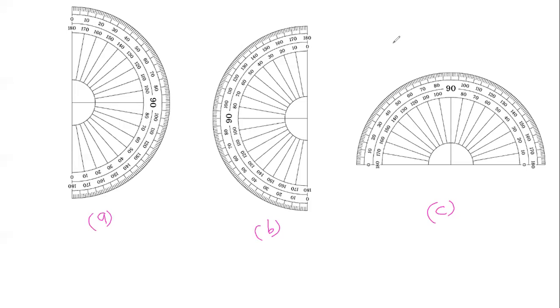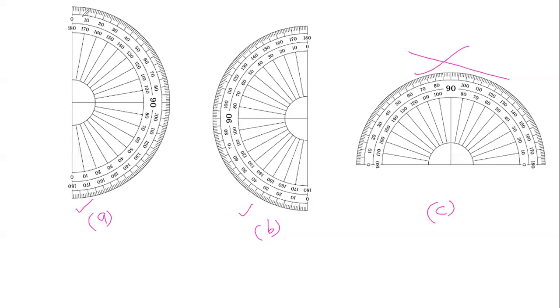Okay, now I've seen. Please, the only correct ways of placing the protractor are A and B. C is totally wrong. Never place your protractor like this when it comes to bearings. The only possible ways of placing your protractor are either A or B.